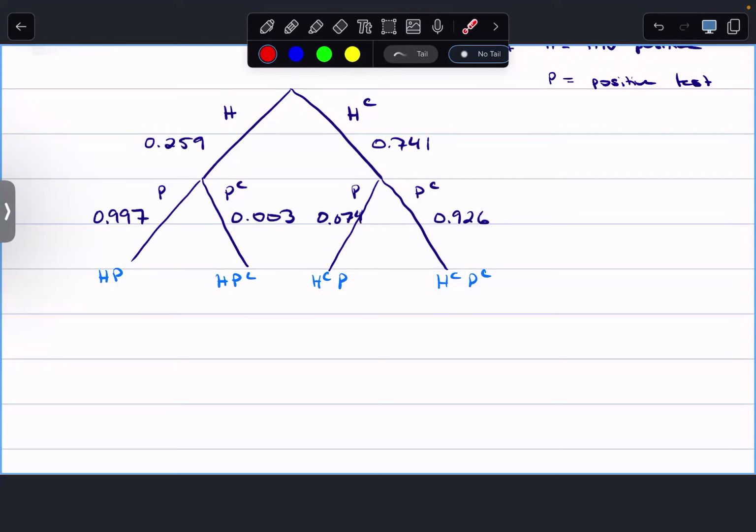0.259 times 0.997 is 0.258223. 0.259 times 0.003 is very small, 0.000777. Mine gives scientific notation, it drives me nuts. And then 0.741 times 0.074 is 0.054834, and 0.741 times 0.926, I get 0.686166.